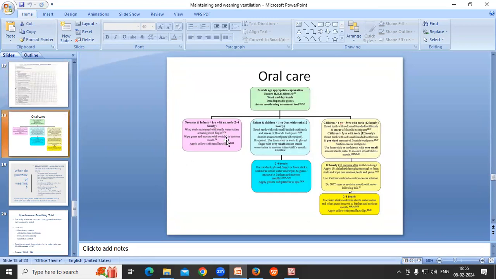And you need to just wipe them with the moist cloth. For infants and children without teeth, you can smear the toothpaste just on the gums. You can wash them off. You can do it every 12th hourly, and 2 to 4th hourly, you can just use the sterile water washings.